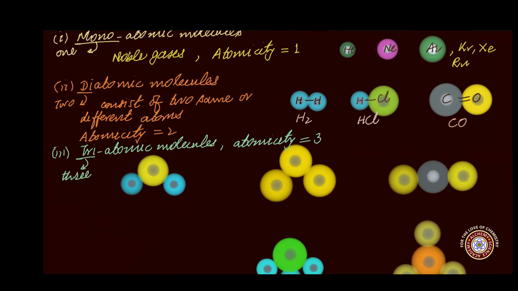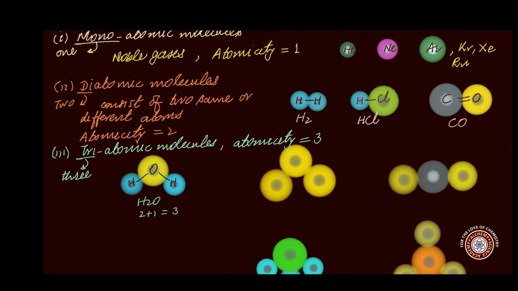For example, here is a water molecule. It consists of three atoms, 2 of hydrogen and 1 of oxygen. Therefore it is a triatomic molecule. Since all the atoms are not of the same element, it is an example of a heteronuclear triatomic molecule. The number of atoms per molecule is 3, therefore its atomicity is 3.